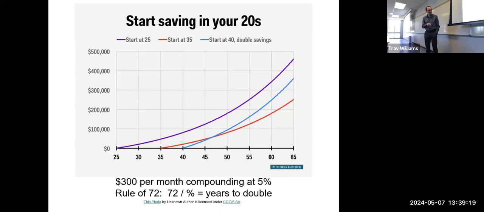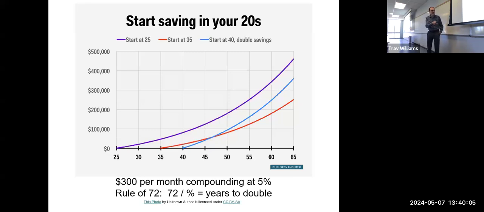Now, there's a handy little rule. Does anybody know about the rule of 72? No. So this tells you how long it's going to take your investments to double. So what you could do is, let's say somebody's offering you a 6% investment, where you're going to get 6% per year. And you want to know, how long will it take for me to double my money? You just take the number 72 and you divide it by 6, because it's 6%. And that would be 12. Your money will double in 12 years.